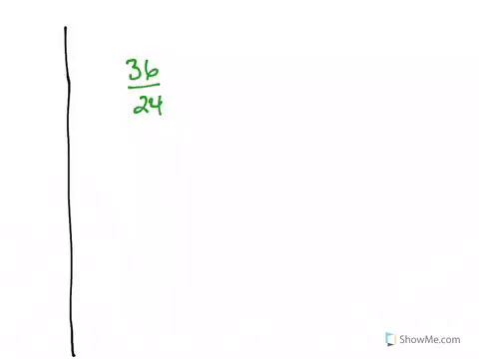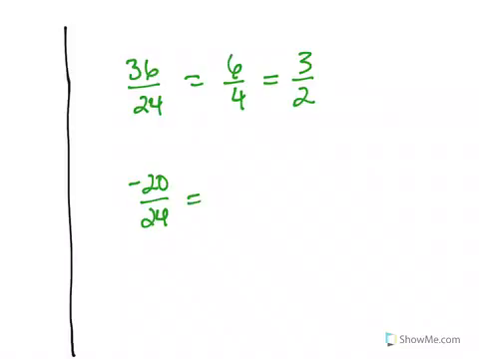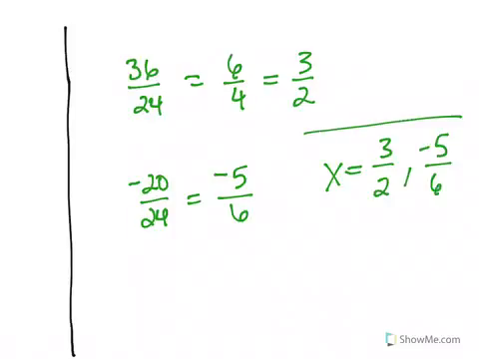36 over 24 and negative 20 over 24. This equals 6 over 4, which equals 3/2. And this equals negative 5 over 6. So x equals 3/2 and negative 5/6. And that would be your final answer.